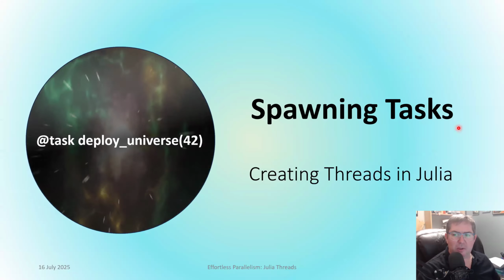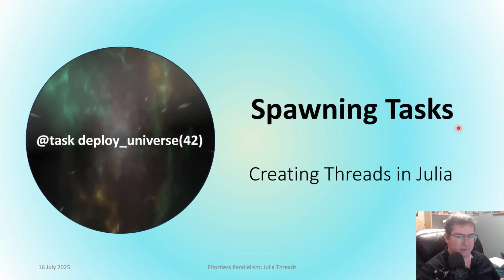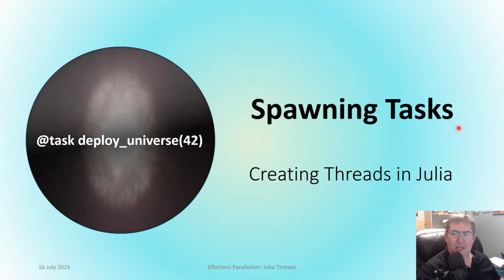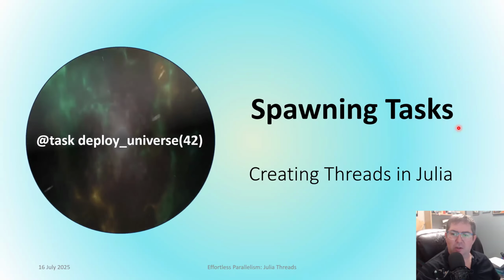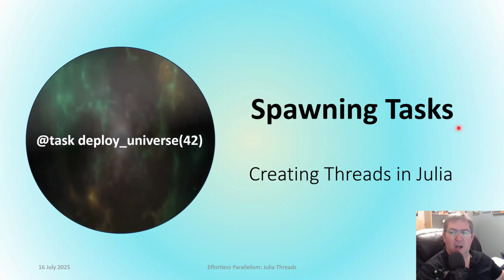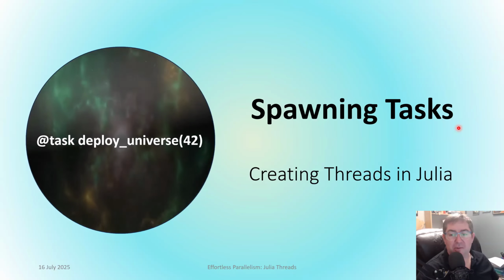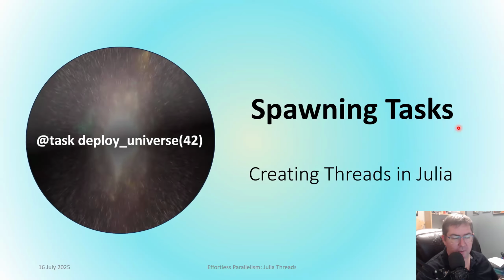So now we're going to talk about spawning tasks. We're going to get into the code example portion of this presentation. And this is how Julia lets us break work down into smaller pieces that can run independently on the same thread or across multiple threads. This allows our programs to stay responsive and do more than one thing at once.